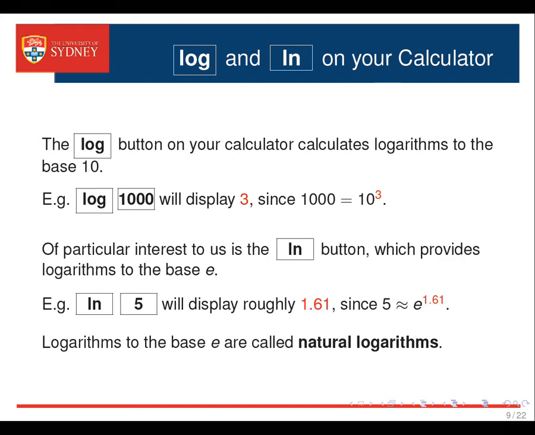Of particular interest to us is the ln button, which calculates logarithms to the base e. For instance, inputting ln 5 on your calculator should give you roughly 1.61, correct to 2 decimal places, since 5 is roughly equal to e to the power of 1.61. Terminology-wise, logarithms to the base e are called natural logarithms.